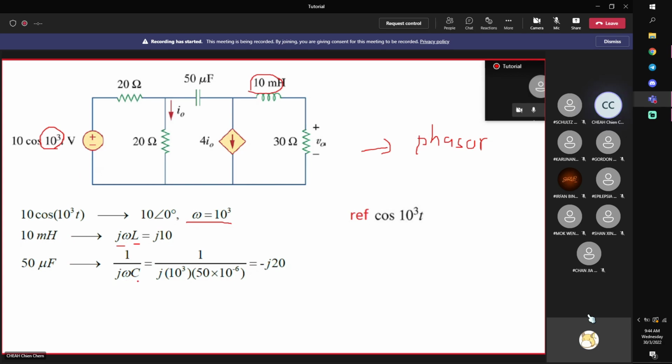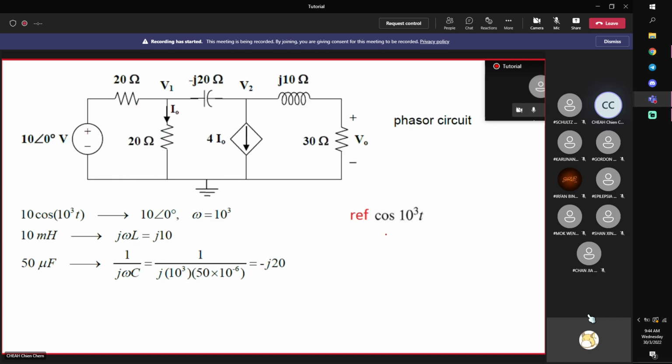1 over j omega C, omega is 1K. C is given, 50 times 10 to the power negative 6. So 1 over j is negative j. 1 over this is 20. So therefore, you get negative j20. Just press calculator. And this means that I can now convert my energy storage elements into phasor domain. Resistor is just the same, because resistor is scalar. Voltage and current is still proportional. So far what we have done is that we have converted our energy storage elements into phasor domain.